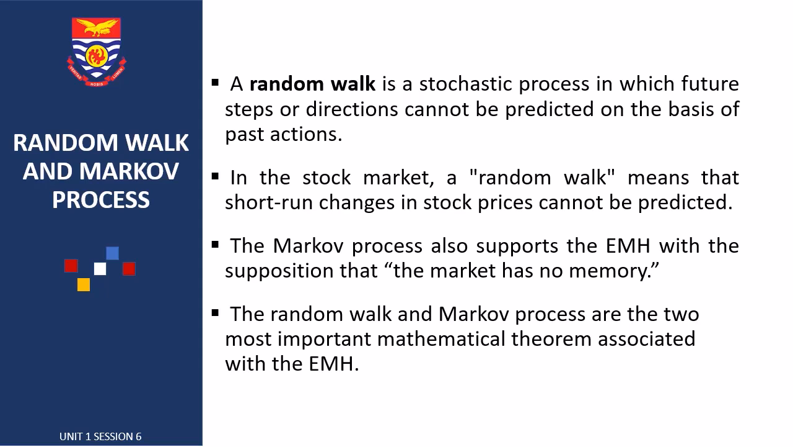So in the stock market, for instance, a random walk simply means that short-run changes in stock prices cannot be predicted. This is what we also consider as the Markov process, where we are saying that the market has no memory. It's like when we say someone has no memory, it simply means the person cannot remember what happened the previous day. So you are walking blank without having information or knowledge of what happened the previous day. The same thing applies to the efficient market hypothesis, where we are dealing with the Markov process.